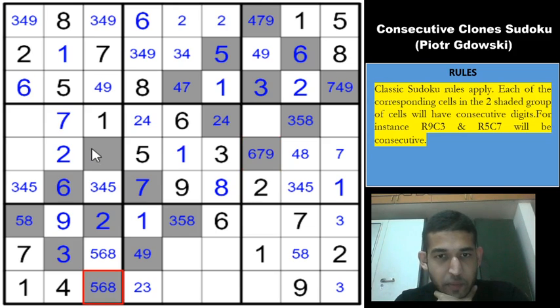3, 5, 8 and 9. This is not 1, 2, 3, 5 or 6 or 7. So this can only be 4, 8 and 9.